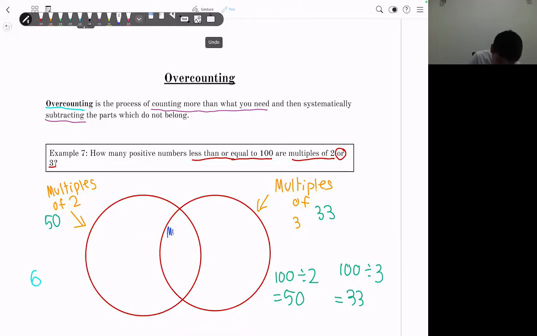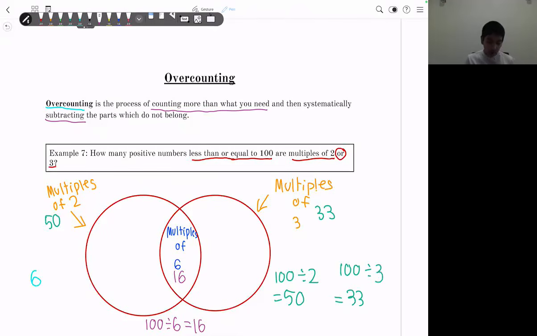So the multiples of 6 right here, we are overcounting them. Because we're overcounting them, we have to subtract them off from our total count. So we have to subtract off the number of multiples of 6. And how many multiples of 6 are there? Again, we just do 100 divided by 6, which is 16, and again we can completely ignore the remainder because that's not an integer multiple. So there are 16 multiples of 6.